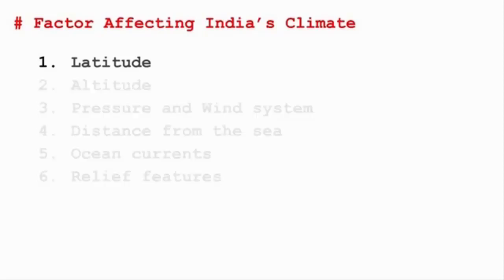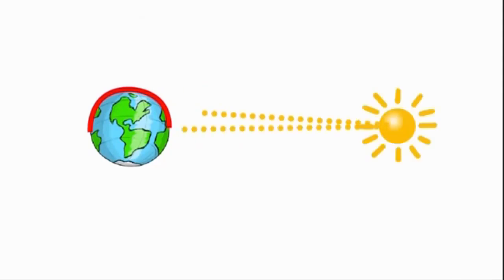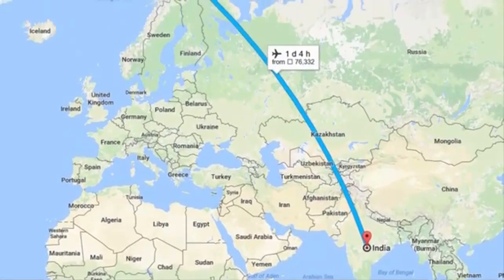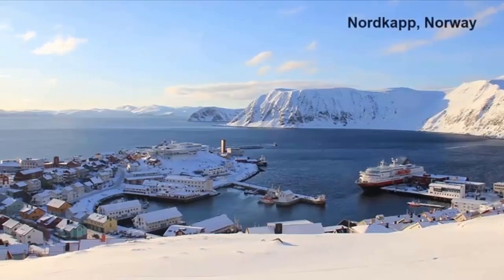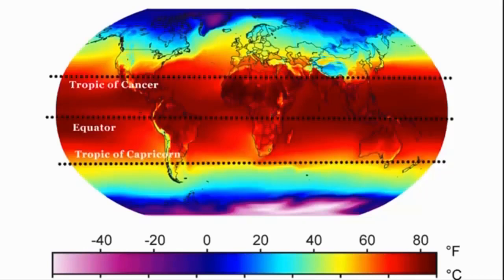The first one is latitude. Due to the curvature of the Earth, the amount of solar energy received varies depending on the latitude. That's why you'll see the temperature decreases as we go away from the equator towards the poles. This is the equatorial region, from Tropic of Cancer in the northern hemisphere to Tropic of Capricorn in the southern hemisphere. There's another name to it called the tropical zone or torrid zone.